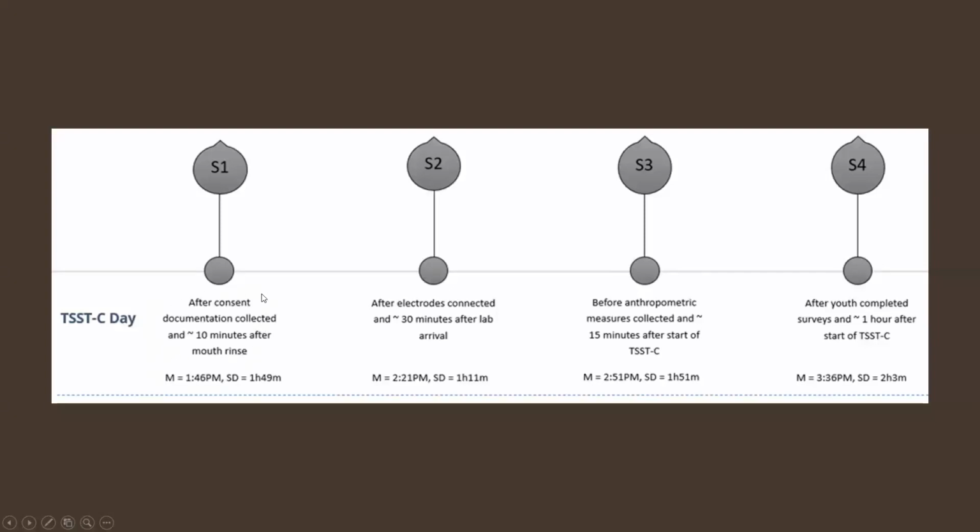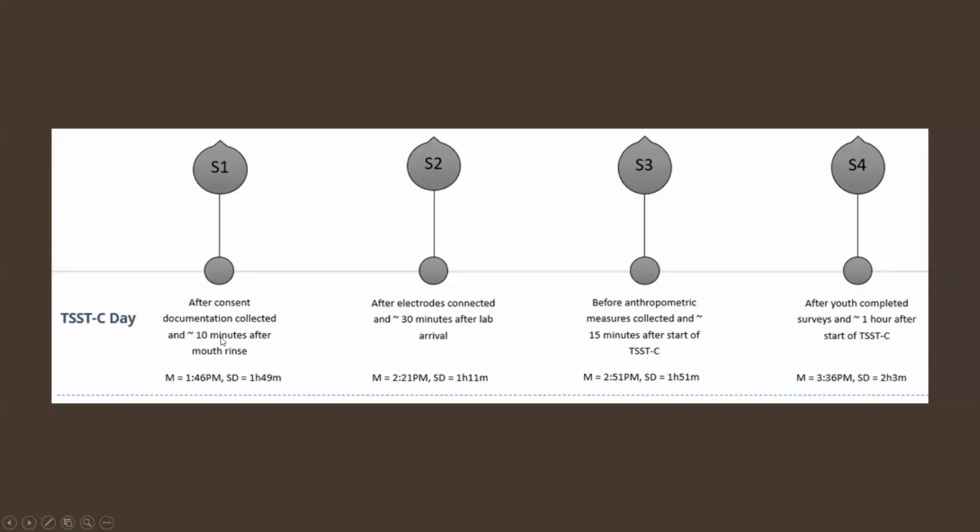If you're looking at stress, testosterone, or some of these hormones, even oxytocin, you typically want to have them rinse their mouth out. Then you want to get that consent done, have that mouth rinsed out, and wait approximately 10 or so minutes after that mouth rinse.